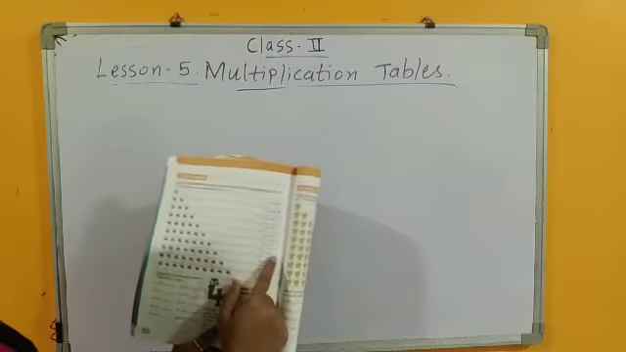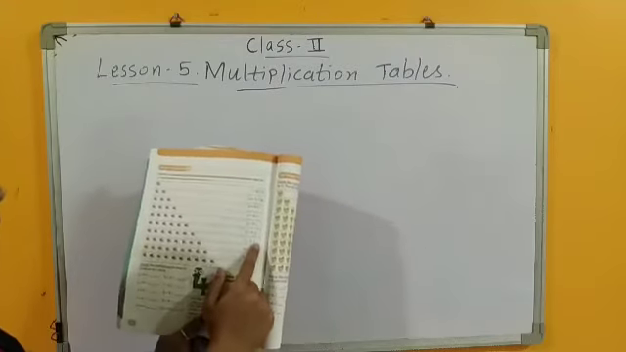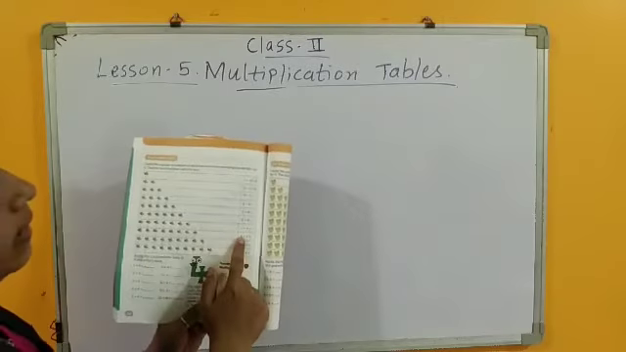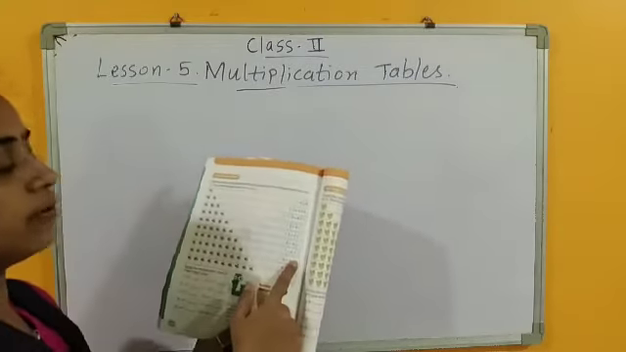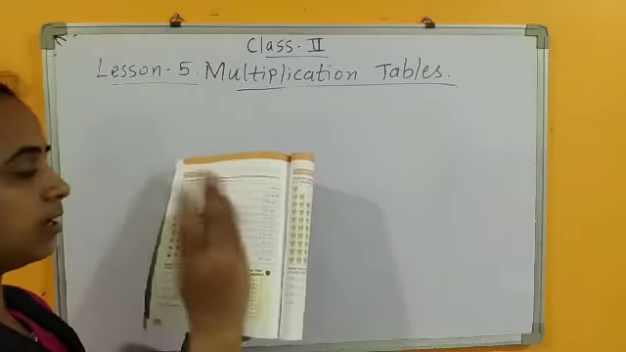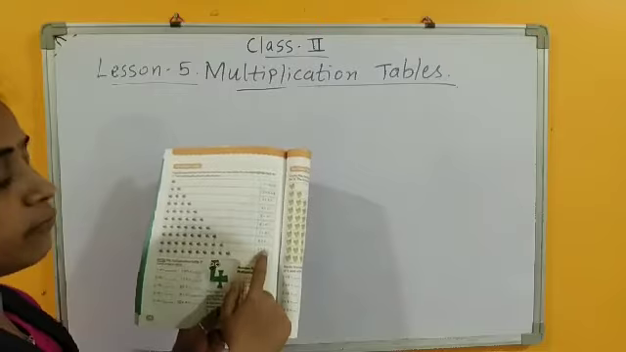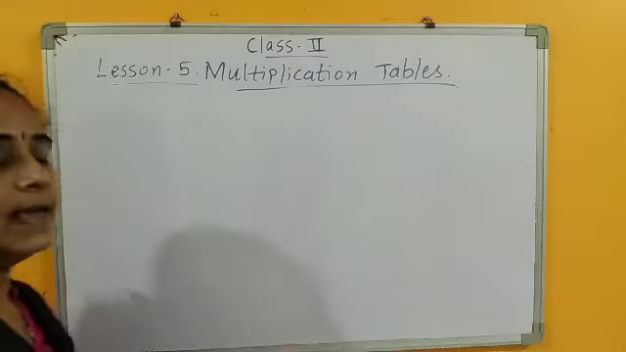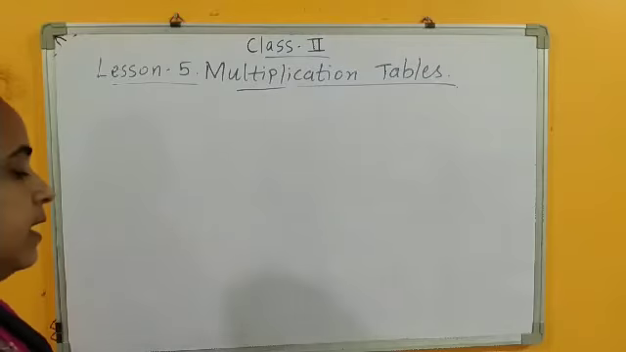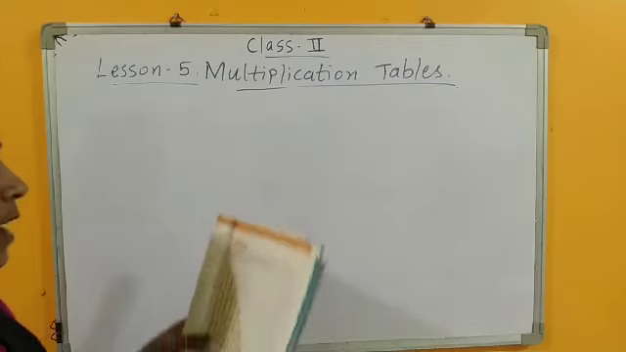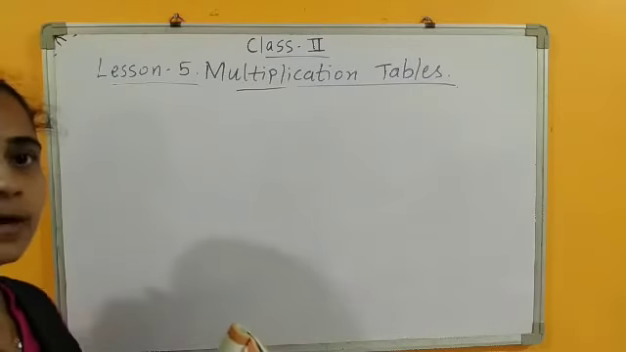24 plus 4 is 28. So 7 fours are 28. Then 8 fours, 28 plus 4: 29, 30, 31, 32. 8 fours are 32, 9 fours are 36, 10 fours are 40. So in the table, you have to do repeated addition, and learn the tables also.